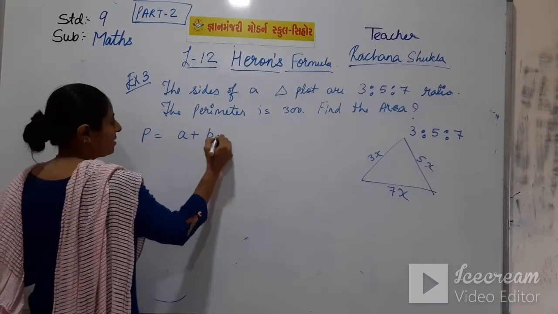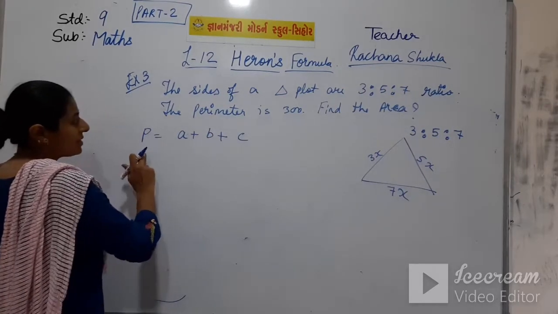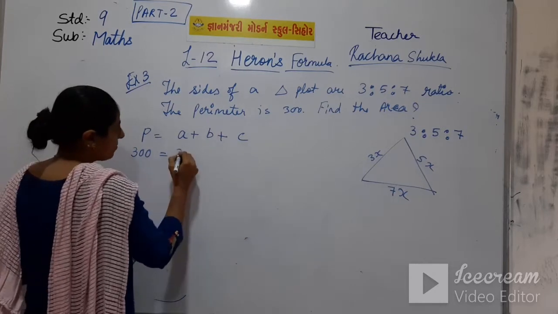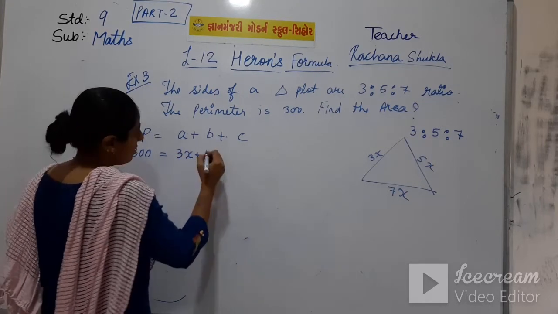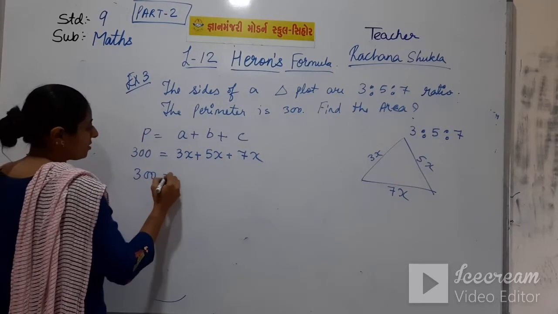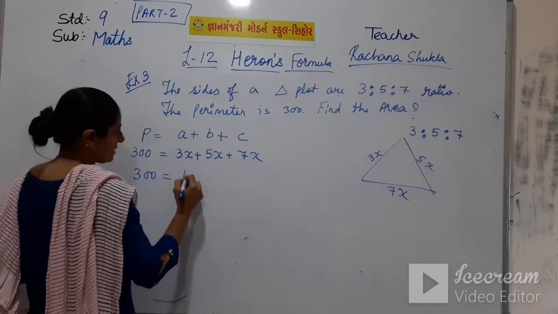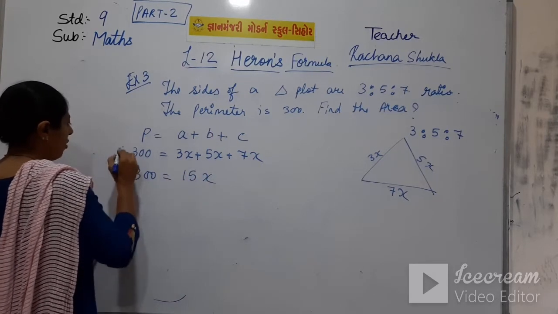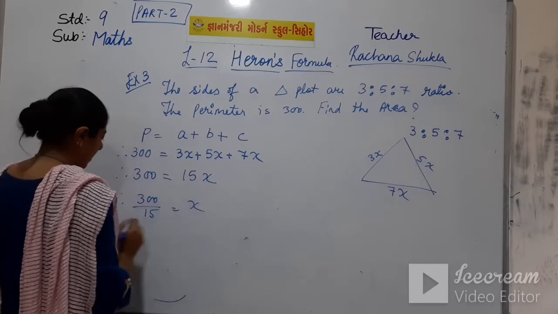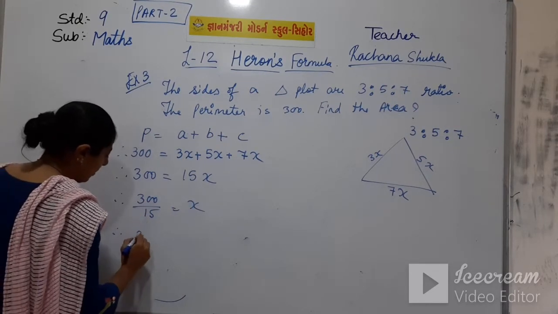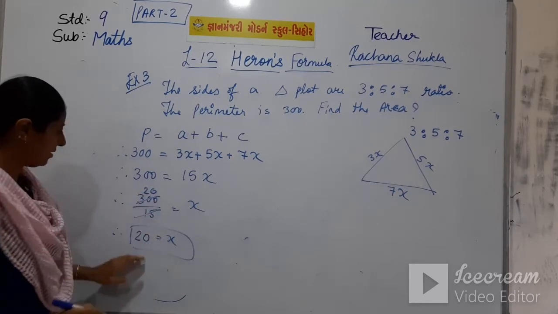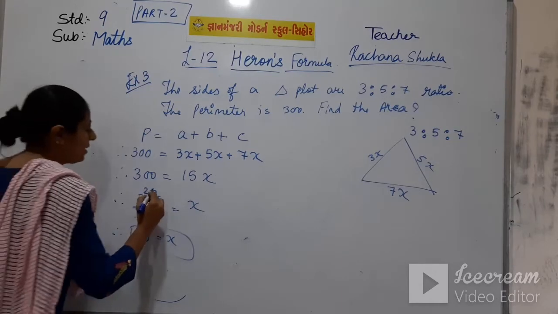Now, first of all, finding the perimeter. Perimeter is equal to a plus b plus c. The perimeter is given, that is 300 is equal to 3x plus 5x plus 7x. Solving the equation, we will get 15x. Now again, if we solve the equation, we will get the value of x, and that is 20. So 20 is equal to x.